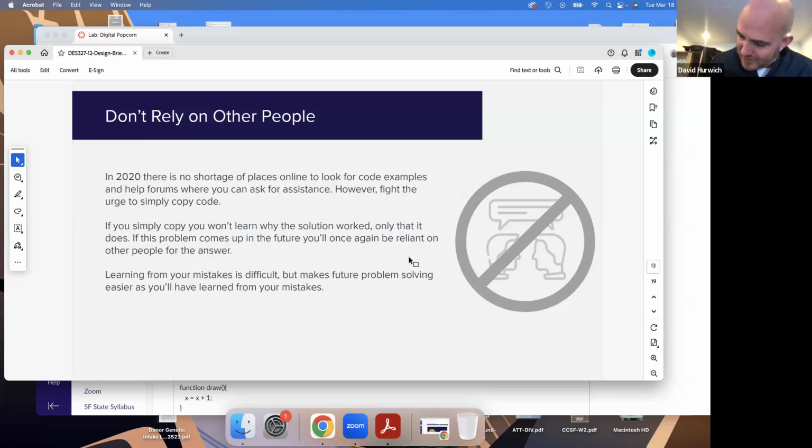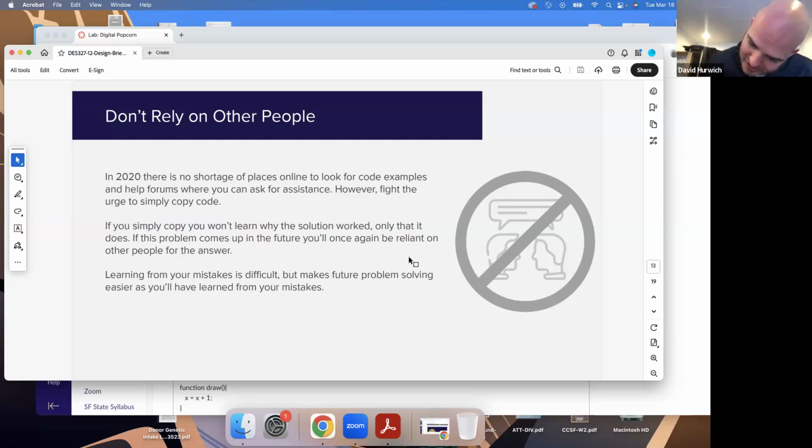This is probably going to be the most controversial thing I say, which is don't rely on other people. Okay. In 2025, there's no shortage of places to find code online. And obviously, I know that ChatGPT and other AI systems exist where you can type in a problem and it'll probably give you some sort of code solution for that. Okay.